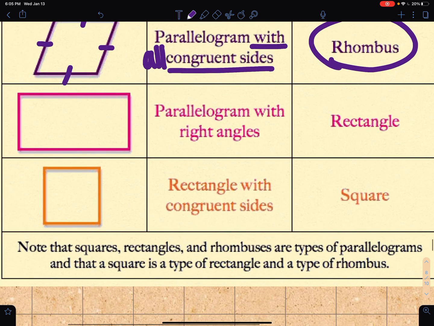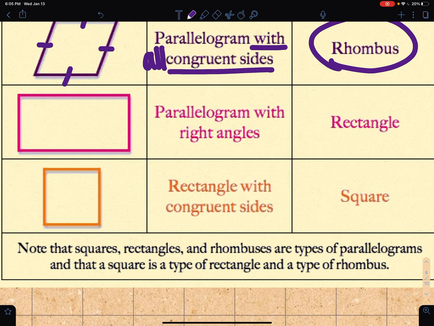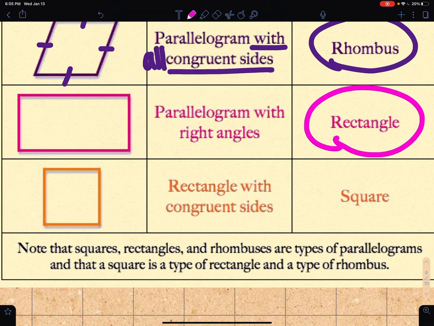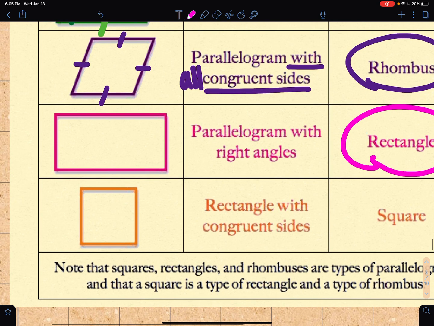Okay, the next one is also a parallelogram, but it is a special type called a rectangle. Now you know a rectangle and you know what it looks like. The cool thing about rectangles is that this side is parallel to this side and this side is parallel to this side. And these sides are congruent, so they have the same length, and these sides are congruent, so they have the same length. And all the angles are right angles. So it's a parallelogram with right angles.